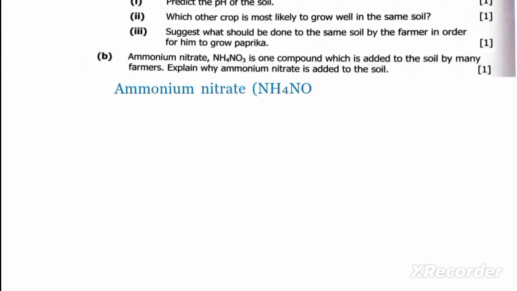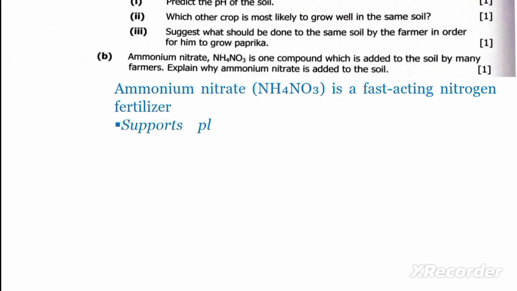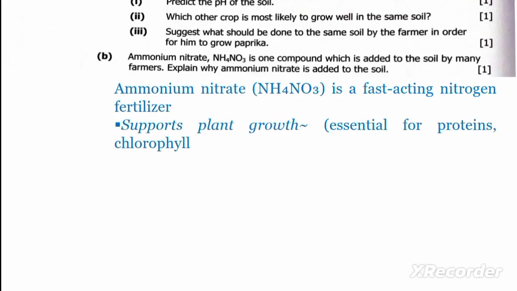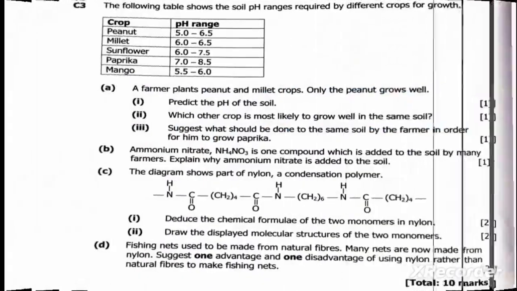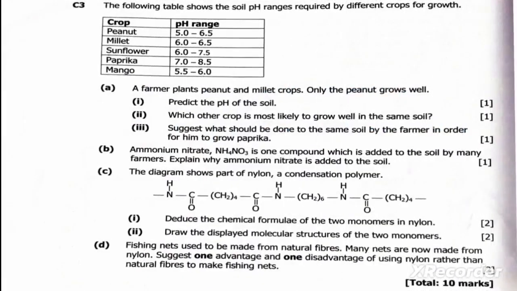So therefore, we are going to say ammonium nitrate is a fast-acting nitrogen fertilizer, or it provides the soil with nitrogen necessary for plants growth. We move to the next question, which is question C.